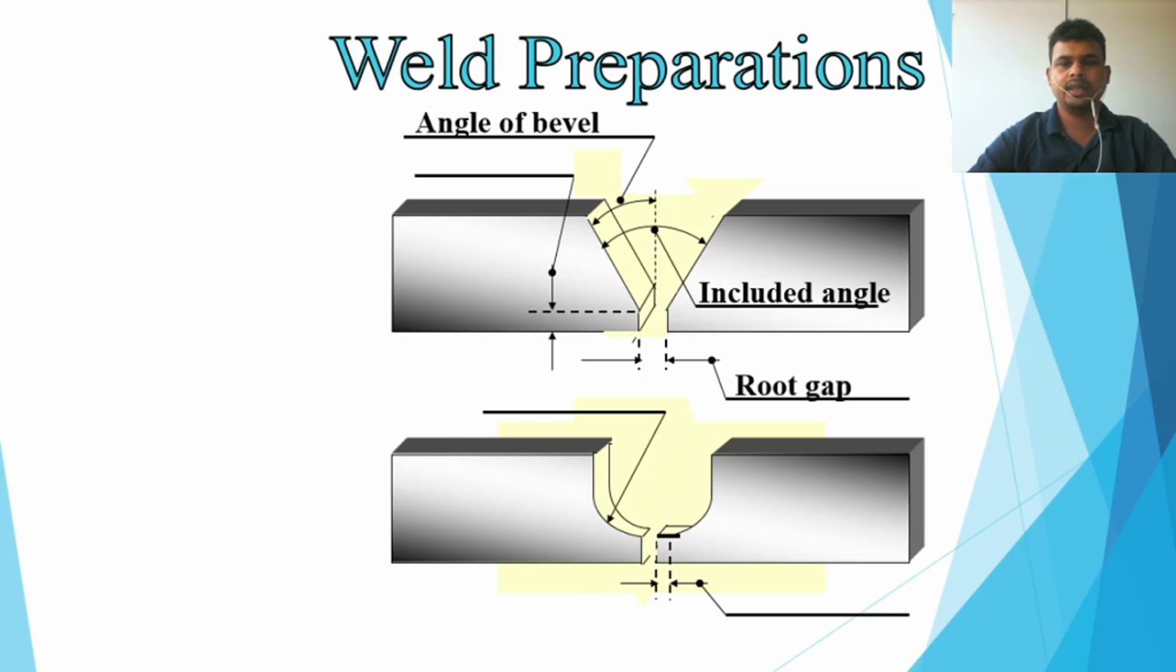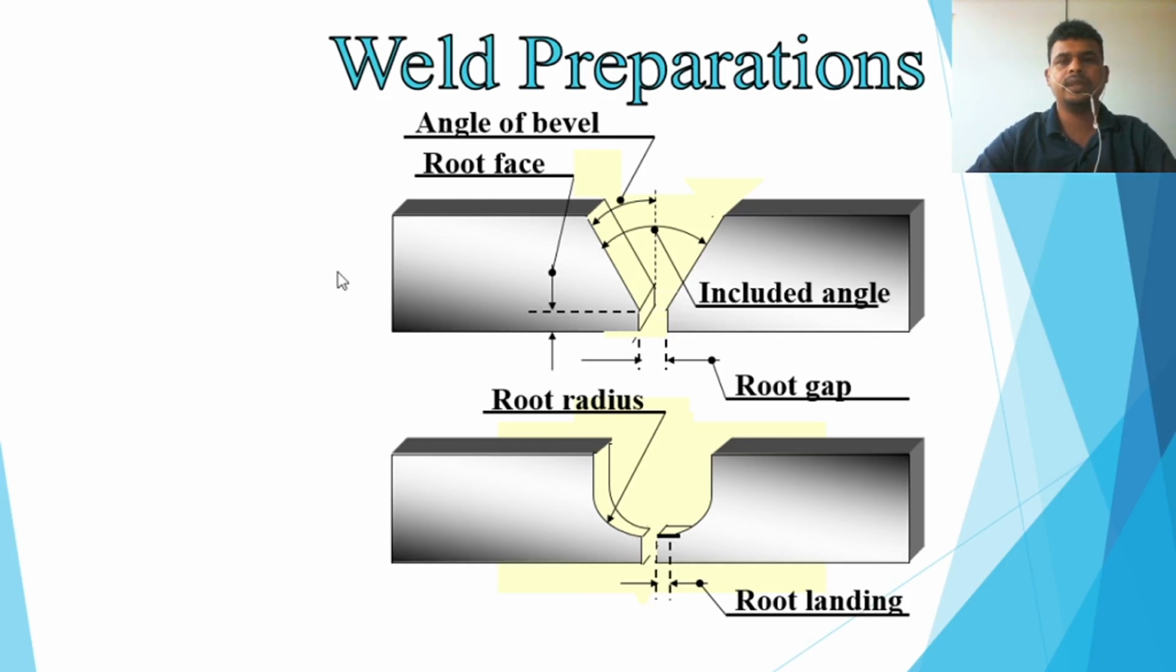Then third is the root gap. You need to keep the root gap in between, otherwise penetration cannot come out. So you should keep the root gap. Then the root face, you can see here the root face. Then another one is the root radius. If we do the J type or U type preparation, this is the root radius. Then this is the root landing. The J type preparation here has the root landing.